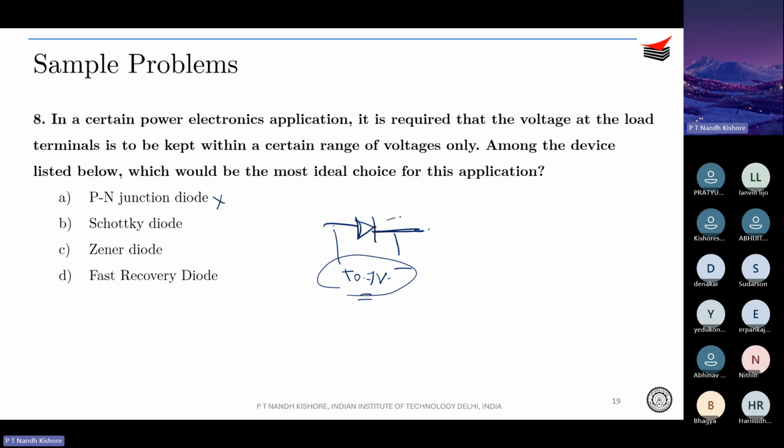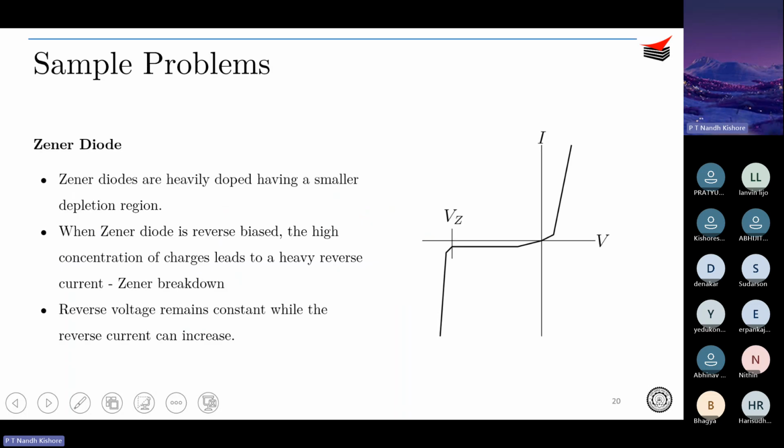Schottky diode is just an improvement of the normal PN diode, just that instead of a P region, you have a metal contact. So the Schottky diode is not the answer. Generally, Schottky diodes tend to have a larger drop, but they are not the answer. Fast recovery diodes are just an improvement of PN diodes, because the reverse recovery time is lesser. So the answer for this is the Zener diode. As you may be aware, a Zener diode is always operated in the third quadrant. So this is your third quadrant.